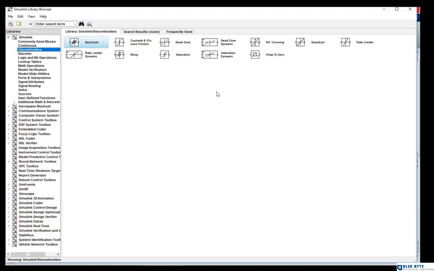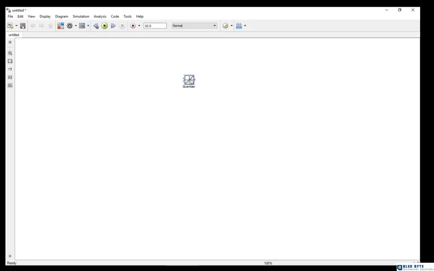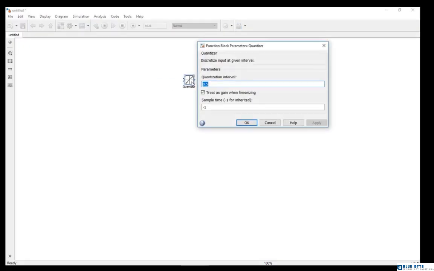The next block is a quantizer. This block transfers the input to a stair step and shows the output. I double click on the block. Here we can see the quantization interval. It means that the width of the stair is 0.5.